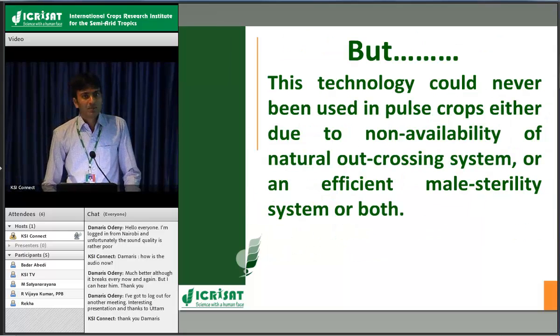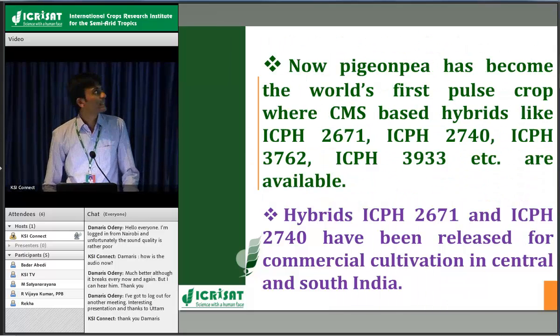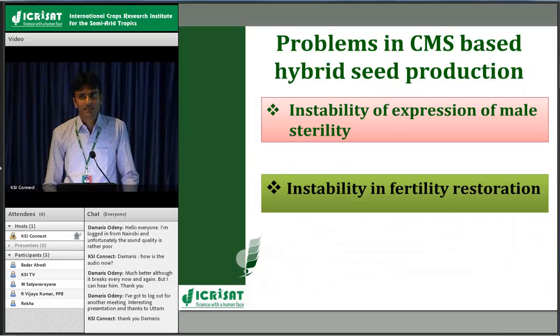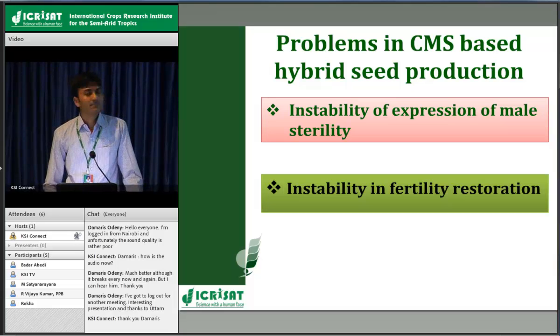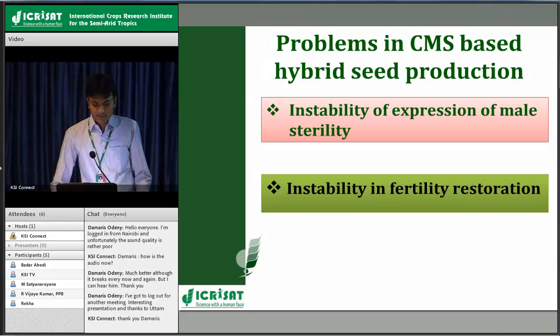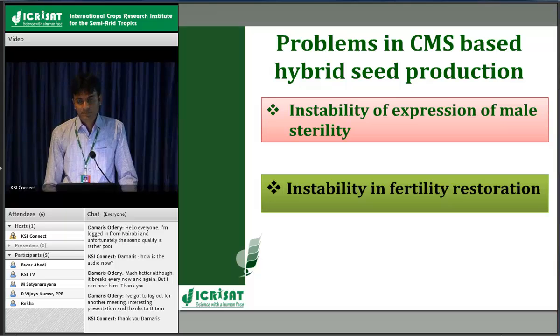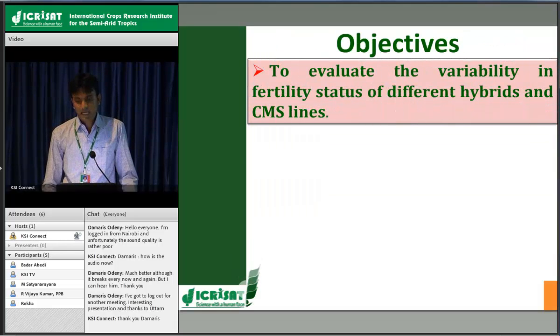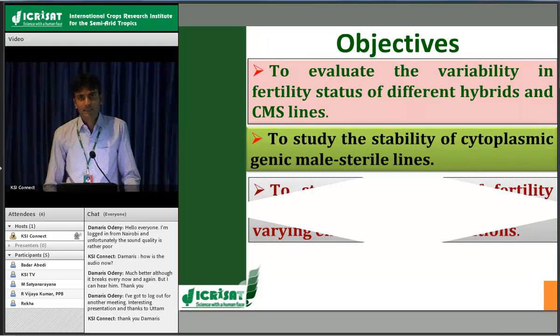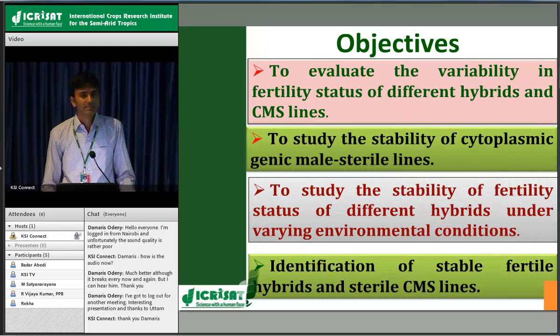The major problems in CMS-based hybrid seed production are the instability of expression of male sterility, and the other one is instability of fertility restoration. Therefore, my study was aimed with the following objectives: to evaluate the variability for fertility status in different hybrids and CMS lines, to study the stability of cytoplasmic genic male sterile lines, to study the stability of fertility status of different hybrids under varying environmental conditions, and the last one is to identify the stable hybrids and sterile CMS lines.